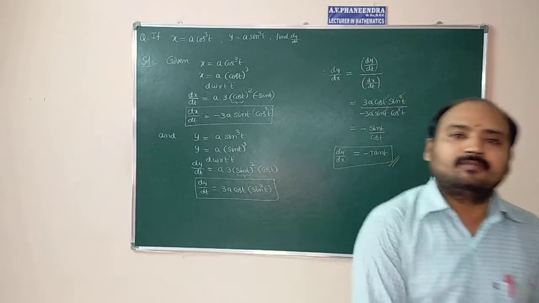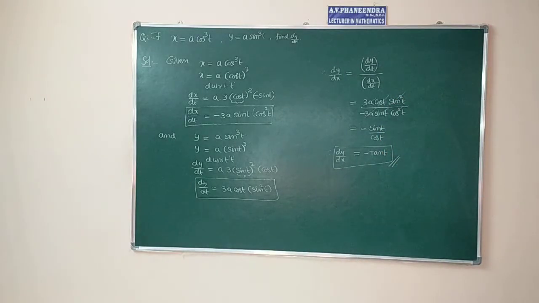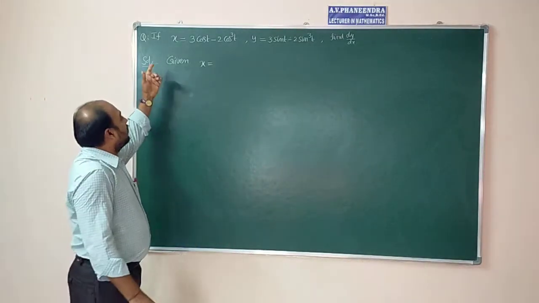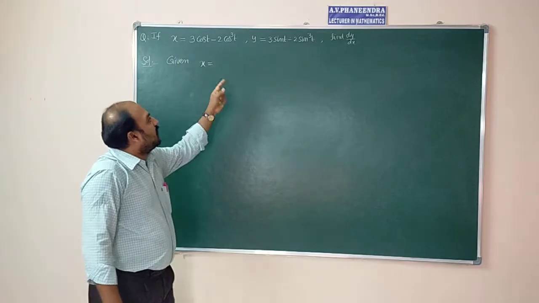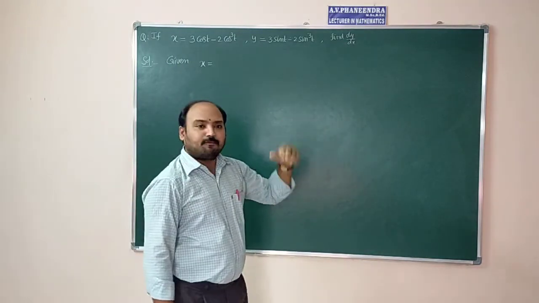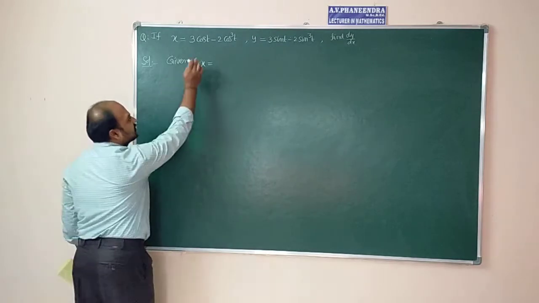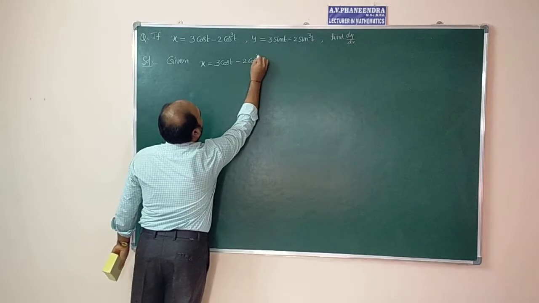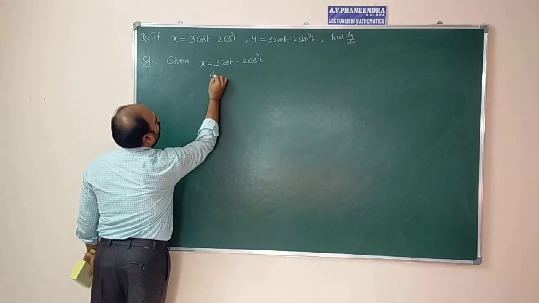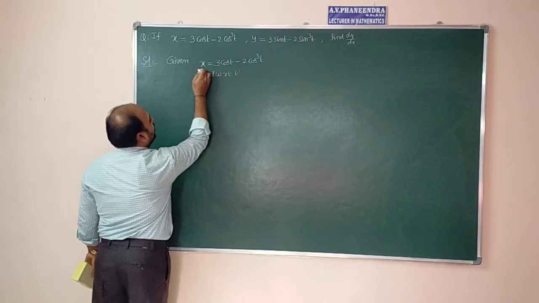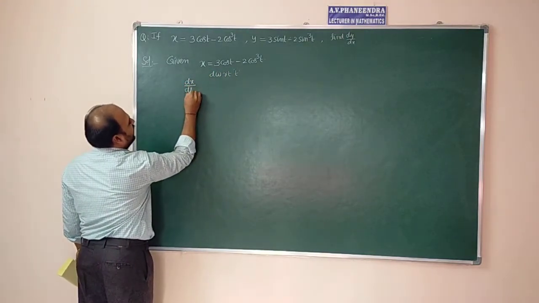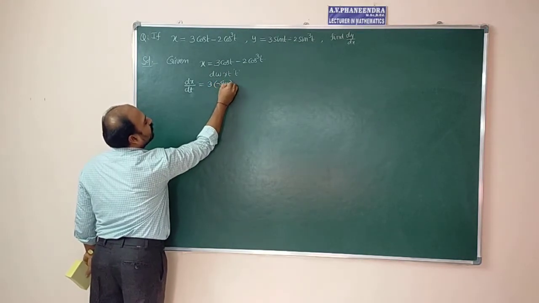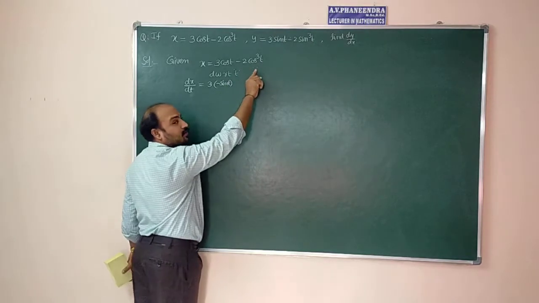We'll take the next question. If x equal to 3 cos t minus 2 cos cube t, y equal to 3 sin t minus 2 sin cube t, then find dy by dx. So first, given x is equal to 3 cos t minus 2 cos cube t, differentiate with respect to t. So the x derivative with respect to t, dx by dt: 3 is constant, d by dt of cos t is minus sin t. Again, you have to apply, this is cos cube t, that is cos t whole power 3.